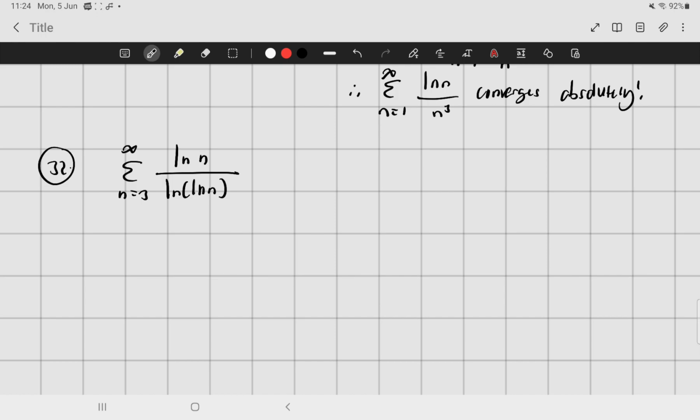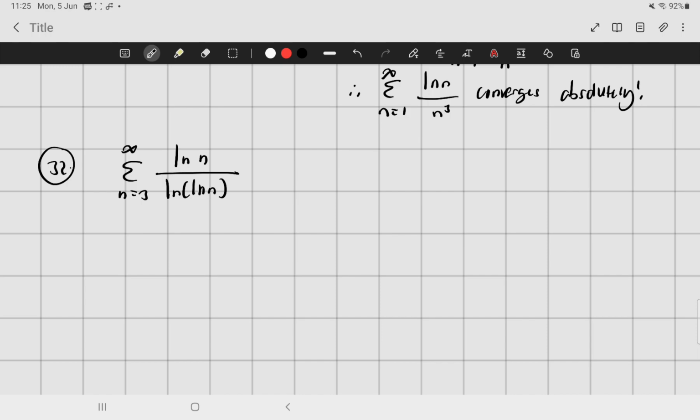Hmm, I suppose that... wait, no, sorry, I was thinking of something, but it doesn't work. Ln n over ln n, holy crap. Nth term test. I want to try the nth term test. I mean, that's a simple test I could think of. This one, holy crap, it looks tough.